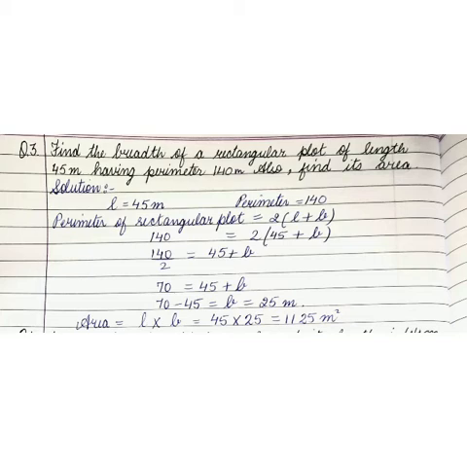Now 2 is multiplied on the right side, so when it comes to the LHS, that is the left hand side, it is going to be divided. So 140 divided by 2 is 70, that is equal to 45 plus b. Now 45 is added on the right hand side, so when we take it to the left hand side, it should be minus. 70 minus 45 is equal to 25, that is breadth. Now area is equal to length into breadth, that is 45 multiplied by 25, that is 1125 meters square.